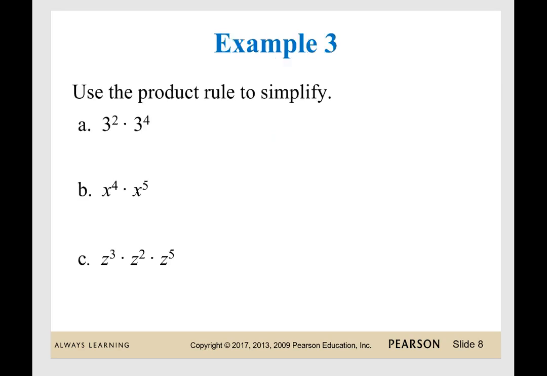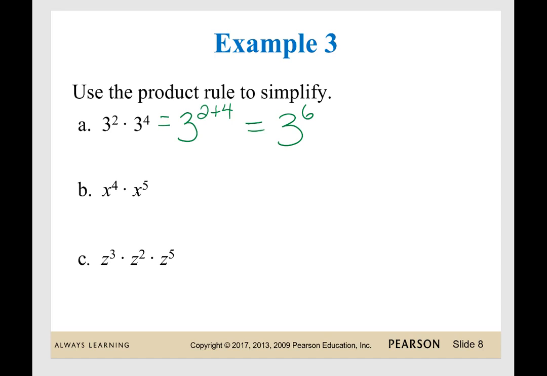All right, so here we go. 3 squared times 3 to the 4th. First question: do they have the same base? Yes, they have a base of 3. So you're going to keep that base, and then you are going to add their exponents, 2 plus 4. So that is going to be 3 to the 6th power.